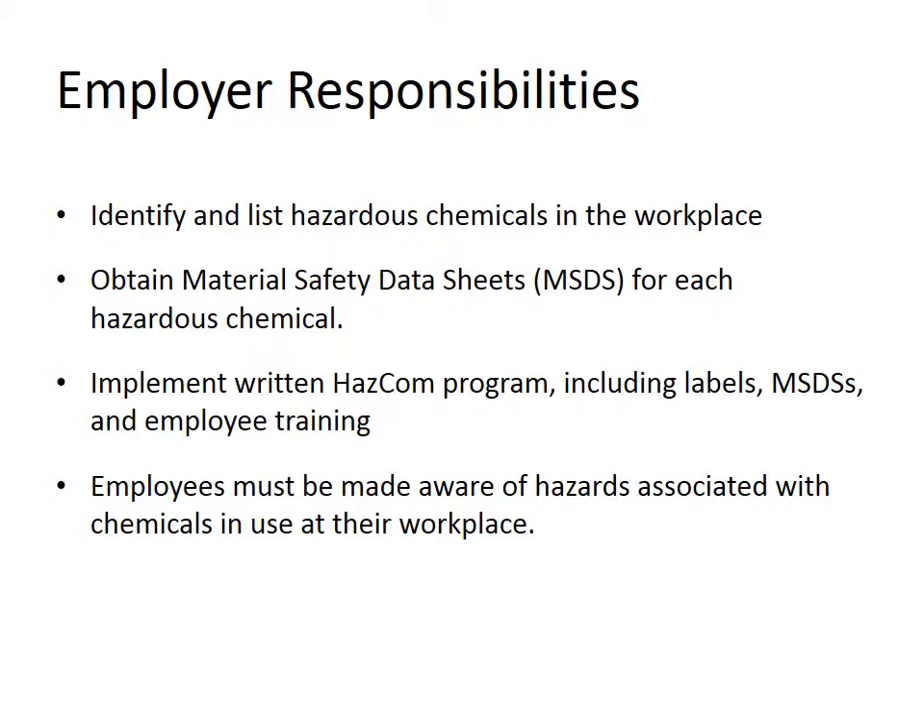Employer responsibilities. Identify and list hazardous chemicals in the workplace. Obtain material safety data sheets, MSDS, for each hazardous chemical. Implement a written HAZCOM program, including labels, MSDSs, and employee training. Employees must be made aware of hazards associated with chemicals in use at their workplace.